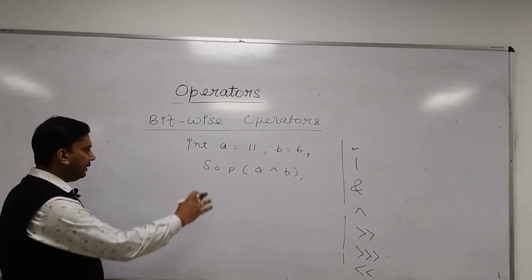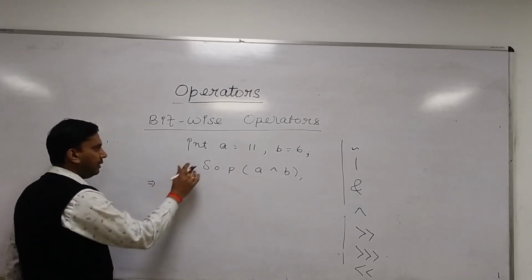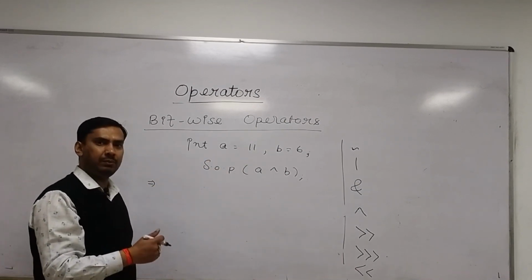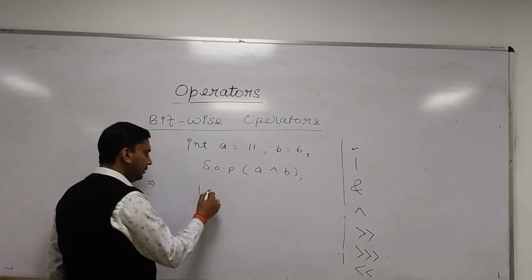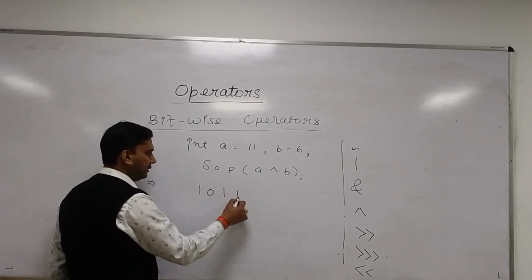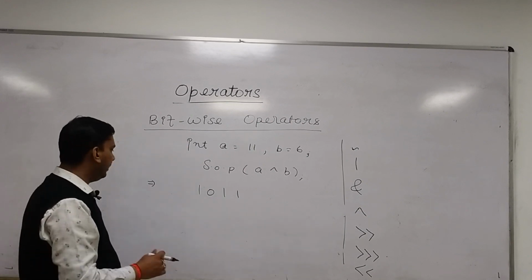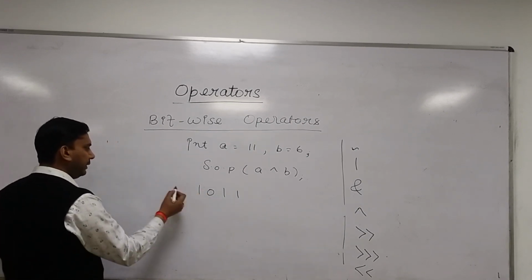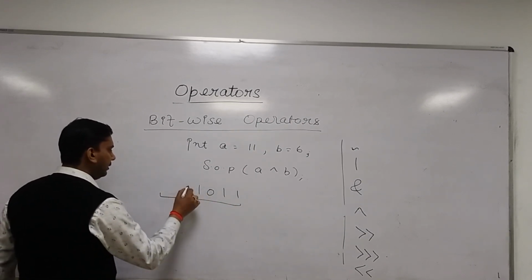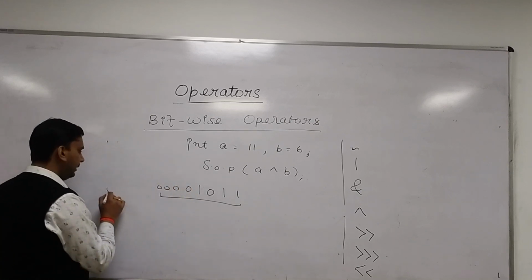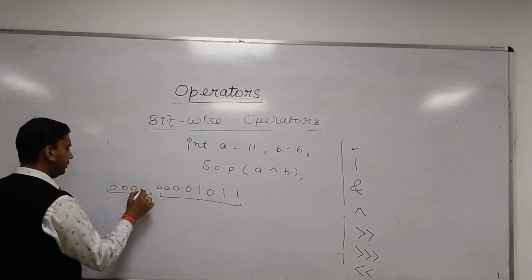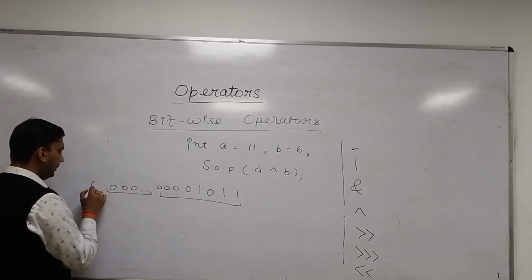So A, first of all, represent A in binary. A is 11. 11 means 8 plus 2 plus 1. 8 plus 4 is not there, plus 2 plus 1. So this is your 11, represented in 32 bits. So the first octet I will complete: 1, 0, 1, 1. Then the rest are zeros. And then the MSB is also 0.